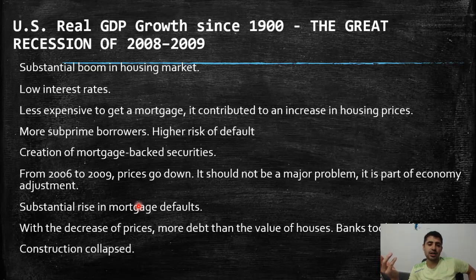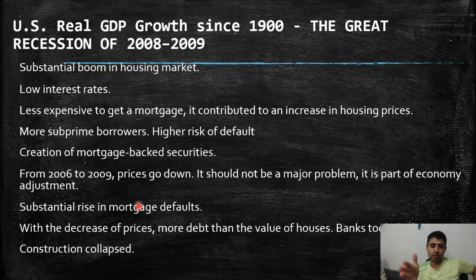So we have here more subprime borrowers. Then people started to invest in those mortgages, or in assets associated with these mortgages. They maybe underestimated the risk or the possibility of default for these people who were buying these houses. And then there was the creation of what I mentioned, the mortgage-backed securities.